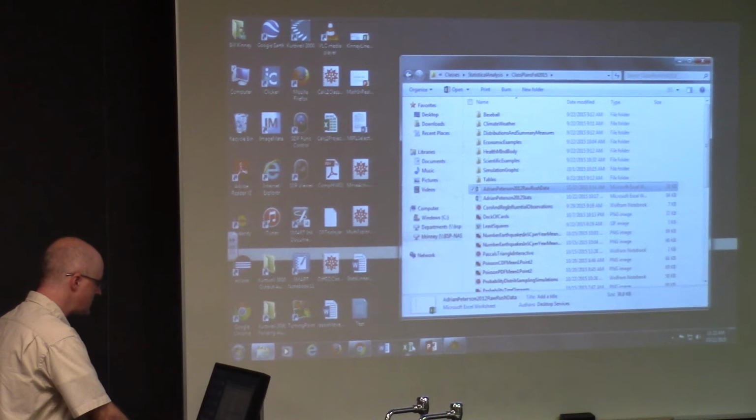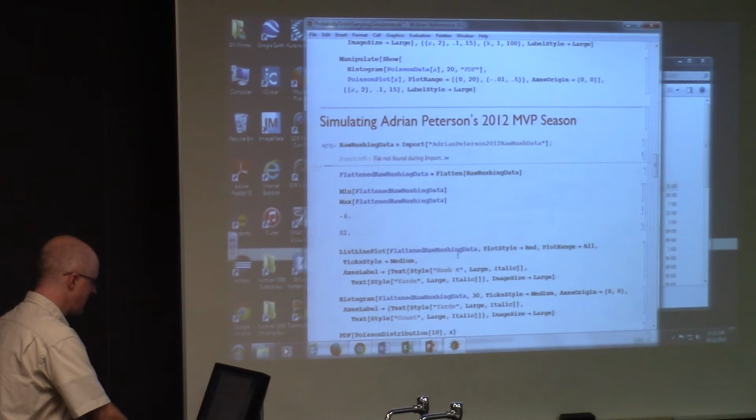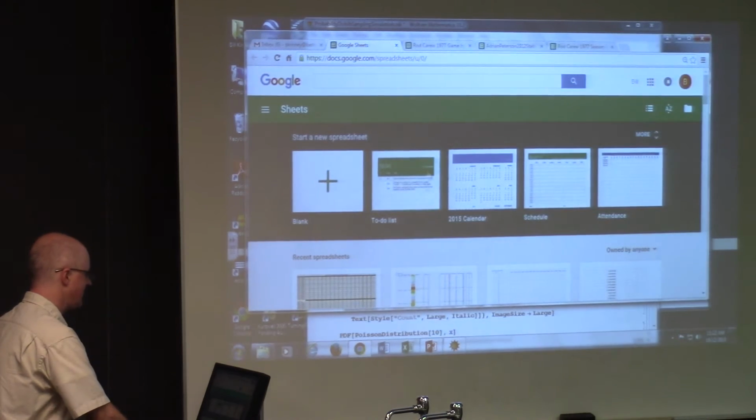What kind of simulations should you be able to do? Well, obviously not Mathematica, because you don't know Mathematica. So what instead? We know spreadsheets.